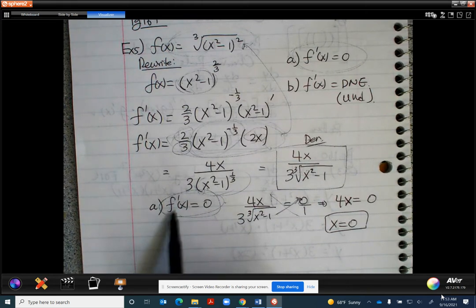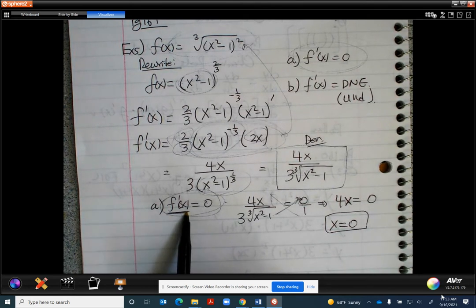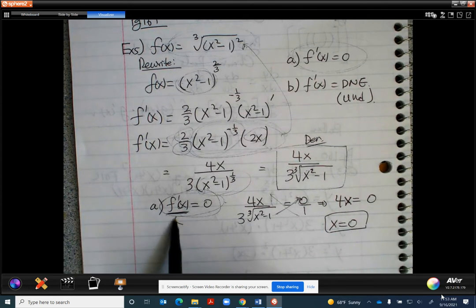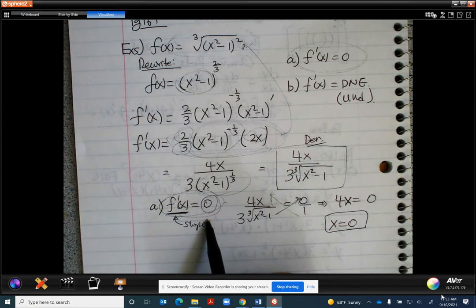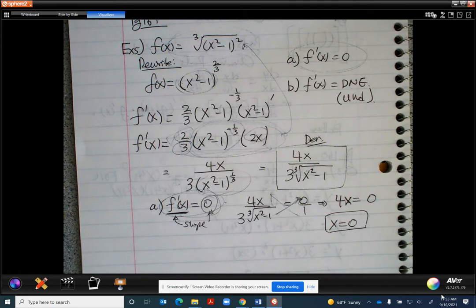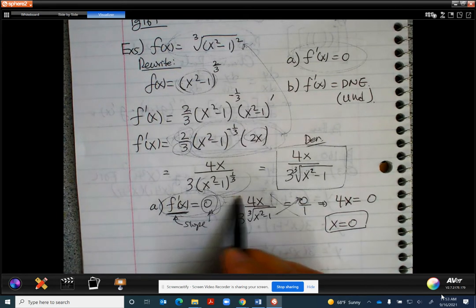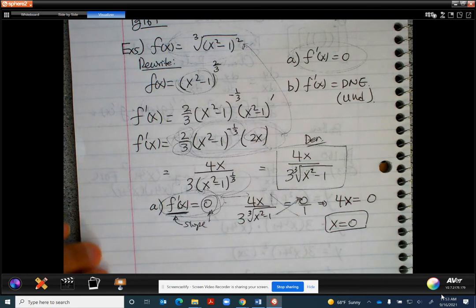But what is this derivative? What's another word for derivative? Do you guys remember? Slope. That's your slope, tangent slope. It's saying your tangent slope is 0. So if you have a slope of 0, what type of line is that? Do you guys remember? This is a horizontal line. You're going to have a horizontal tangent line at x equal to 0. Let's see if that is true later on, okay?